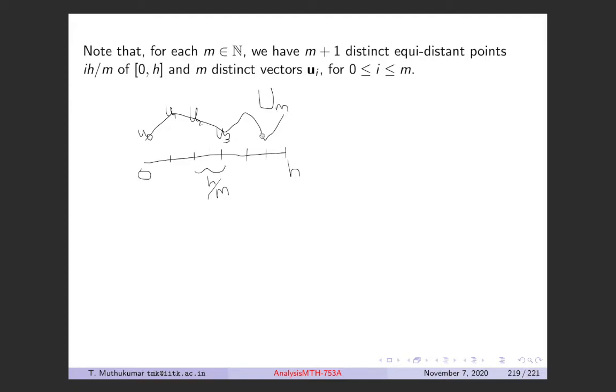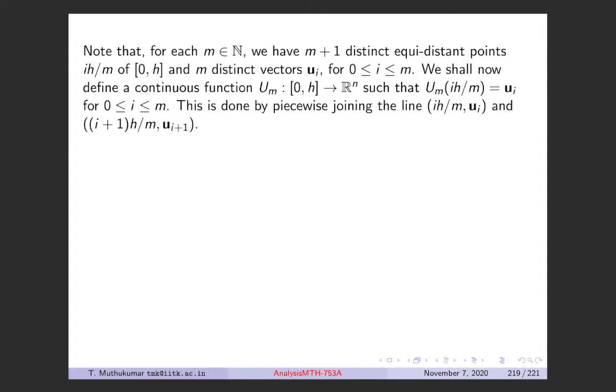As you increase M, the partition increases, you have more Ui's, and at each stage I am just finding a function where at the endpoints it takes these little Ui's, and the function is made piecewise continuous by joining these values. That is how we are defining the capital U_M. So we are piecewise joined within this interval IH over M, and joining these lines piecewise, we have a continuous function which is capital U_M.